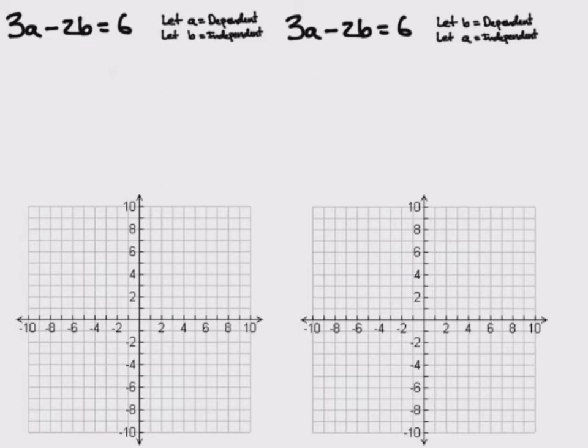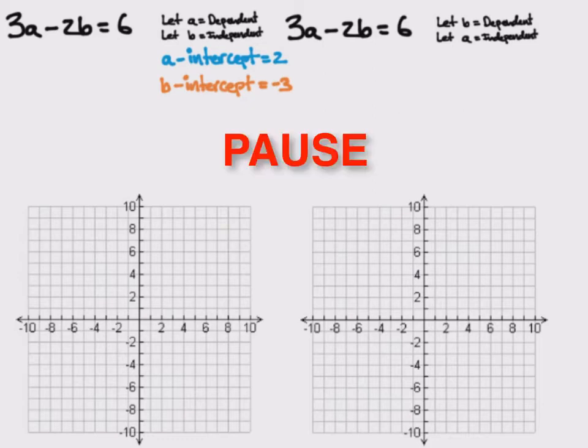And I'm sure you can tell very easily looking at either of these equations, if we set b equal to 0, we're going to just end up with 3a equals 6, leaving a equals 2. So of course, our a-intercept is going to be 2. Likewise, if we set a equal to 0, then we're just going to be left with negative 2b equals 6, and of course, b will equal negative 3, meaning our b-intercept is negative 3. So let's go ahead and label our axes accordingly and graph our intercepts accordingly on both these pairs of axes.